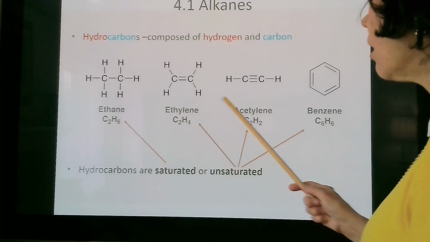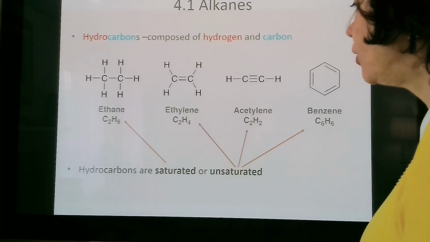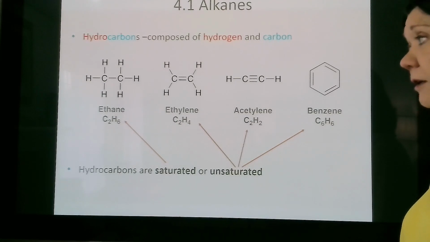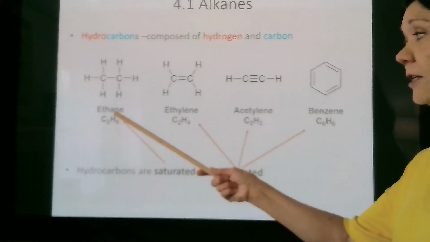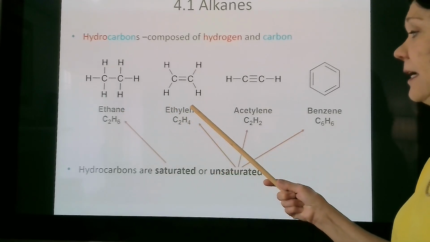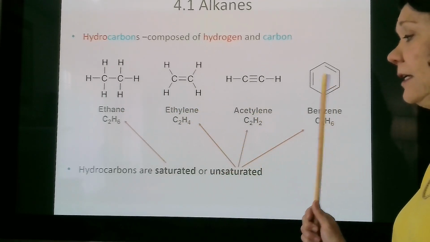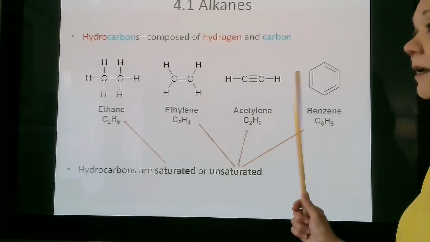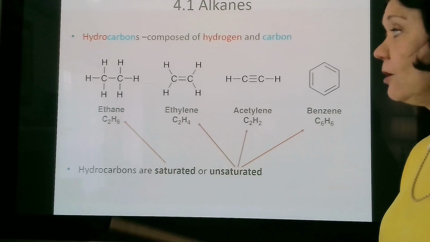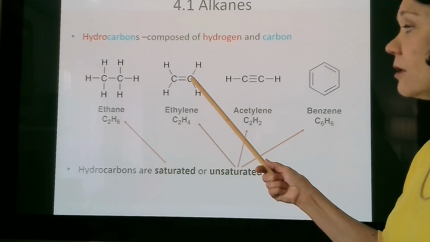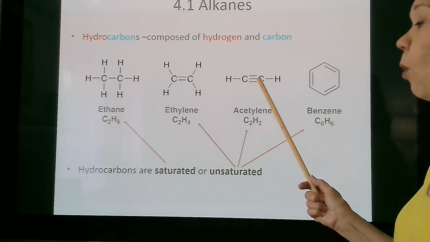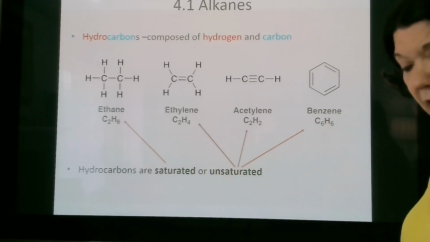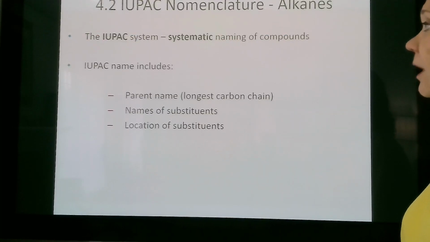However, these are all hydrocarbons, which have only hydrogen and carbon. Alkanes are saturated. Alkenes, alkynes, and arenes are unsaturated. This means that they do not contain all of the hydrogens that they could. You could still add H2 across this double bond, or H2 twice across that triple bond, or H2 across each of these three double bonds.